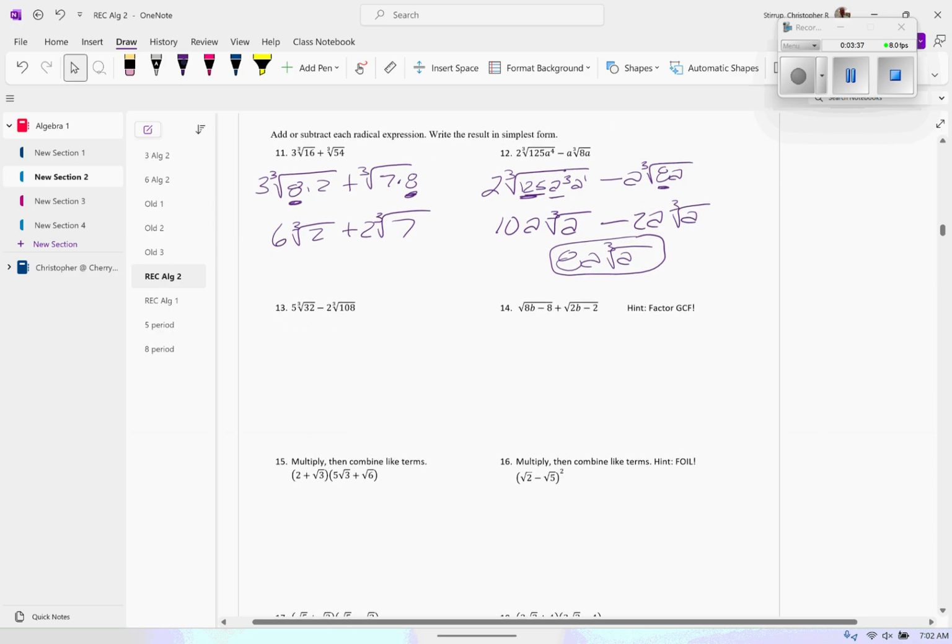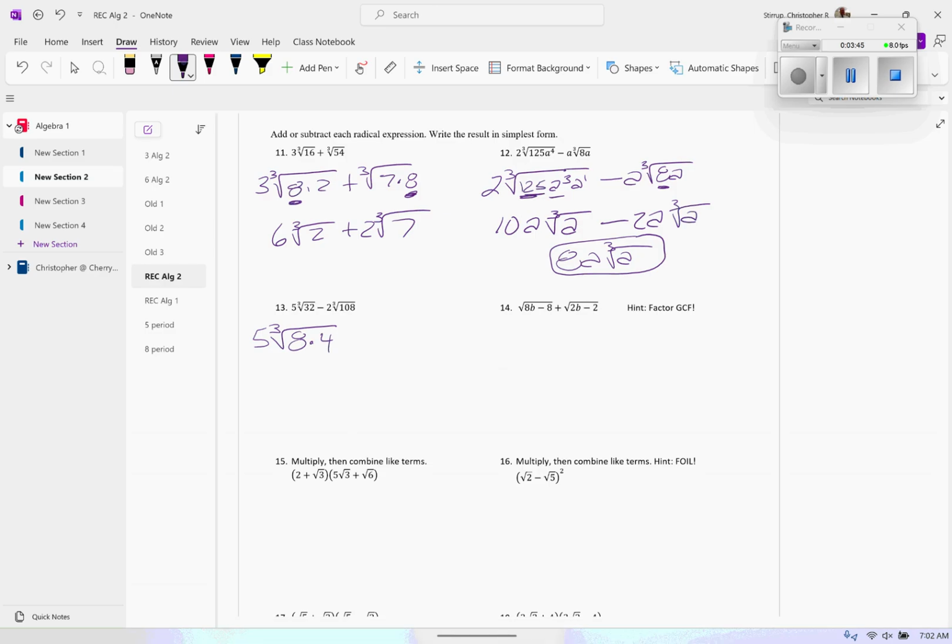Number 13, still want third roots. So 8's going to be a good third root for 32. So 8 times 4 is 32. And then let's see, 2 third root. What do you think? 27 times 4? 108? Yeah. All right, third root of 8 is 2. 2 times the outside 5 is 10. So I get 10 third root of 4. Minus third root of 27 is 3. 3 times outside 2 is 6. All same radicals, so 10 minus 6 is 4, so I get 4 third root of 4.